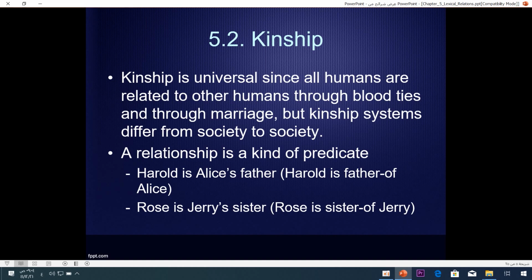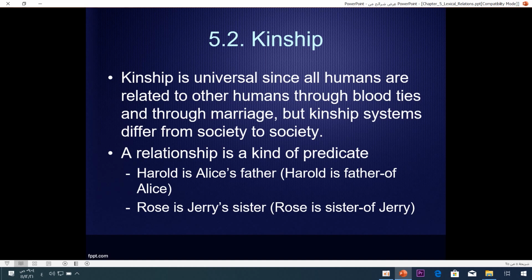So people get married to each other. I mean, men marry women and they produce children. So there must be a kind of strong relation between people. We call this kinship. So once again, kinship is worldwide. It's something universal, something global, since all humans are related to other humans through blood ties, علاقات الدم, and through marriage, الزواج. But kinship systems differ from society to society.